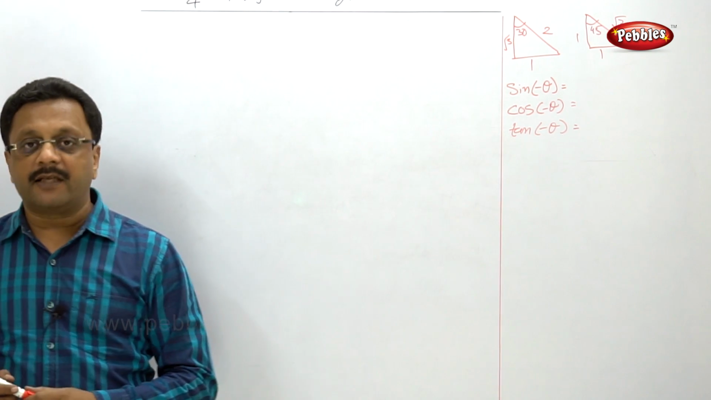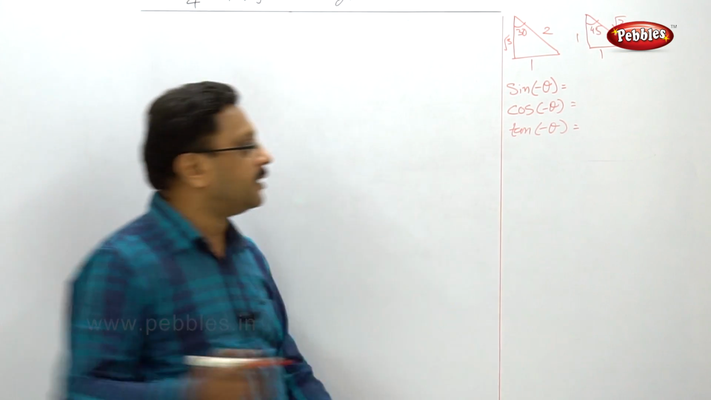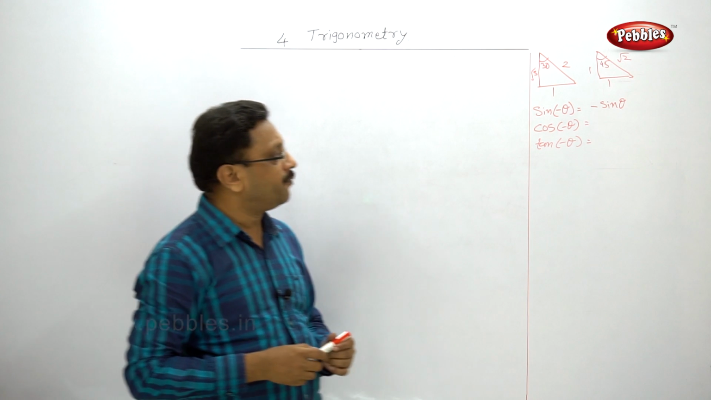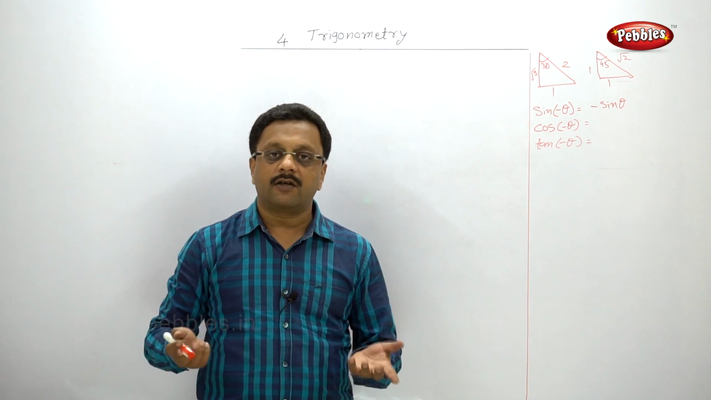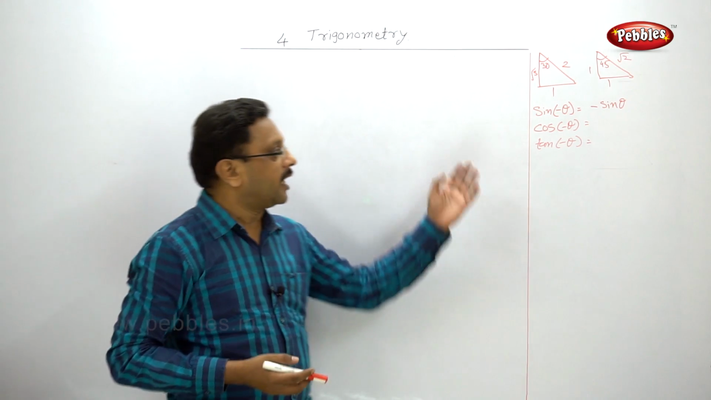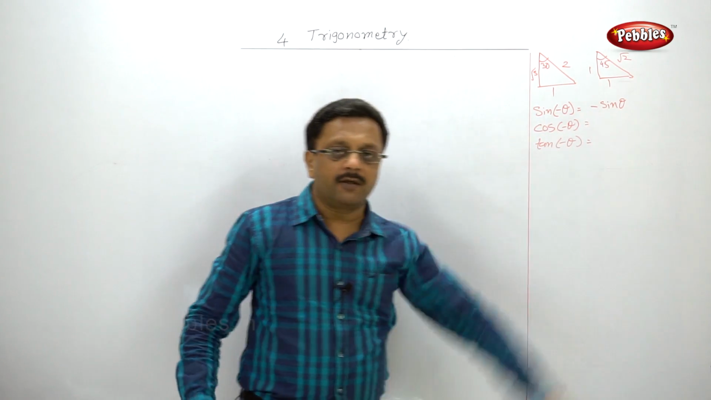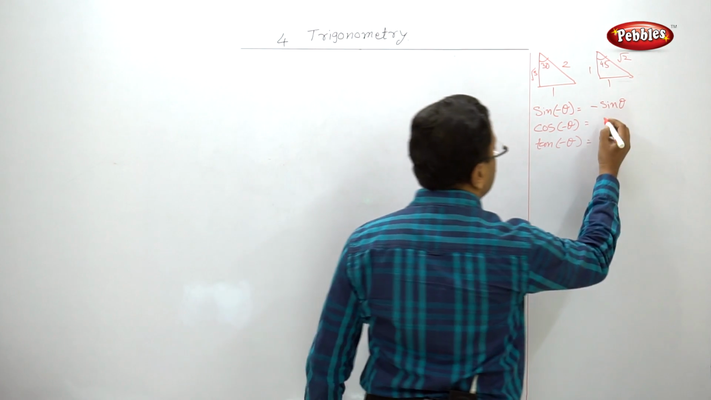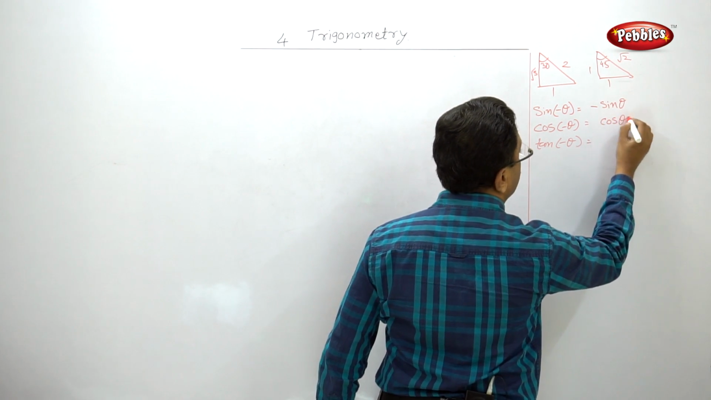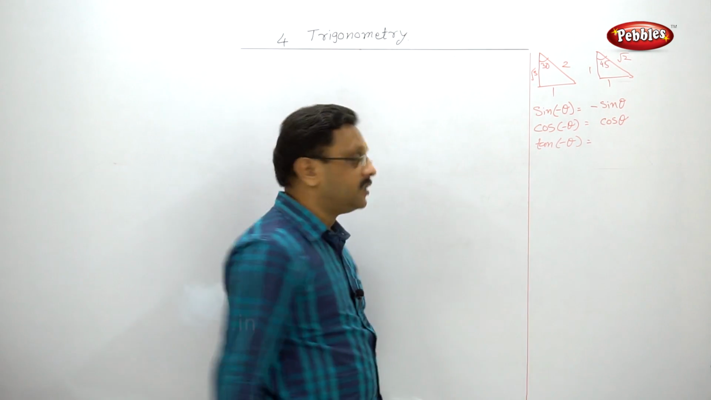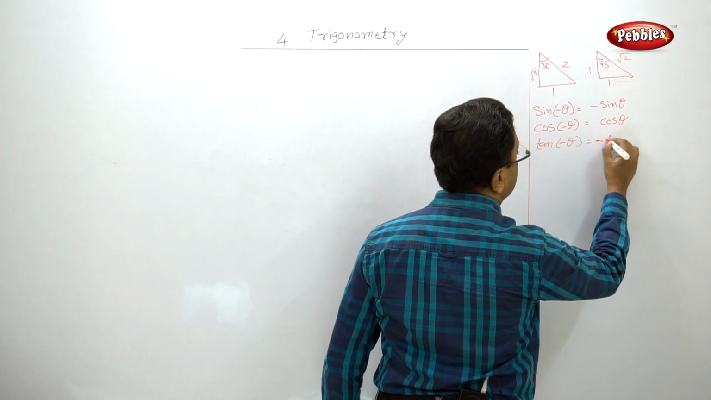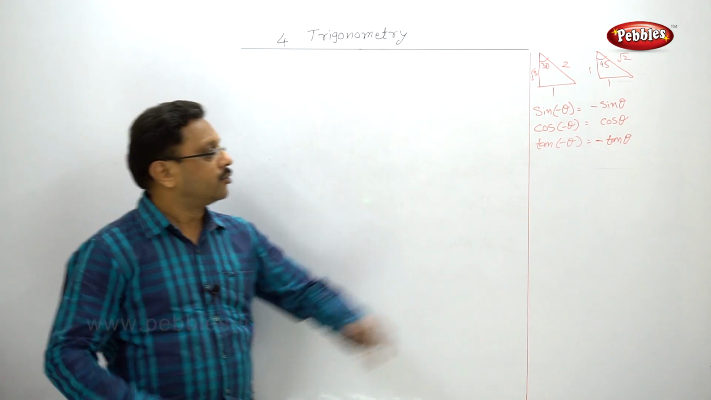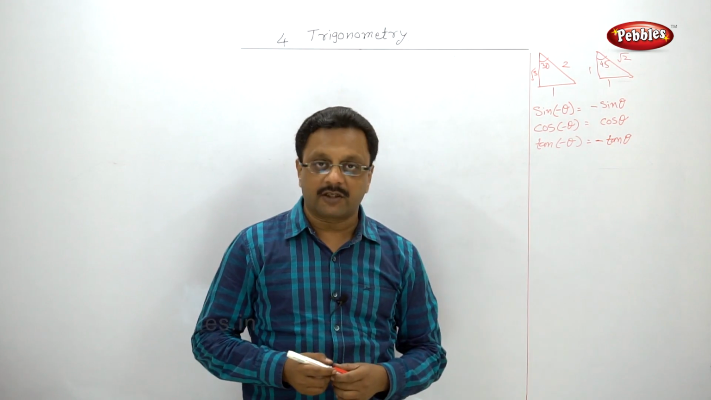So what is sine minus theta? It is minus sine theta. That means if you have sine of minus 30, sine 30 is 1 upon 2. So that will be equal to minus sine of 30, that is minus 1 upon 2. Okay. If you have cos minus theta, that will be equal to cos theta, and if you have tan minus theta, that will be equal to minus tan theta. This is obvious because sine upon cos is tan, so minus sine upon cos is minus tan.